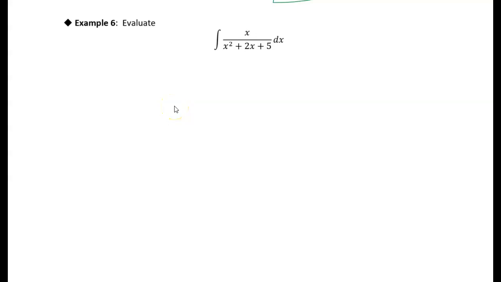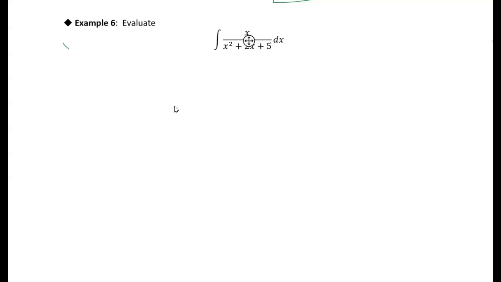All right, so here's another ugly looking integral. This one almost looks like you could do substitution on it, but if you were to let w equal x squared plus 2x plus 5, then you'd end up with 2x plus 2. It just doesn't quite match the top. So this one we're going to try to complete the square again on it. So let's complete the square.